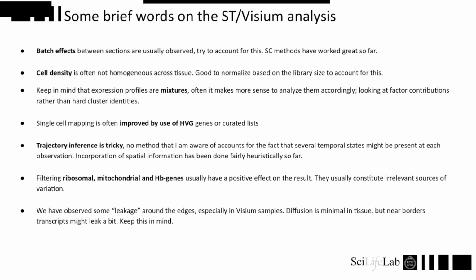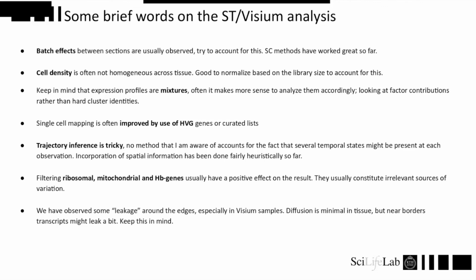For the single cell mapping, this is often improved, I should say, by using highly variable genes or a curated list of genes that includes, for example, marker genes of the cell types that you try to map. You usually do get pretty decent results, at least with the stereoscope method that we used, if you just take the 5,000 top expressed genes, but it depends a bit on how distinct your different cell types are. So this can really improve your results.